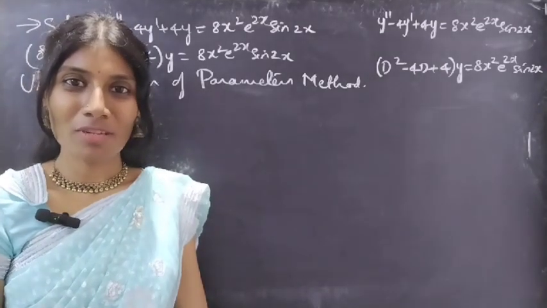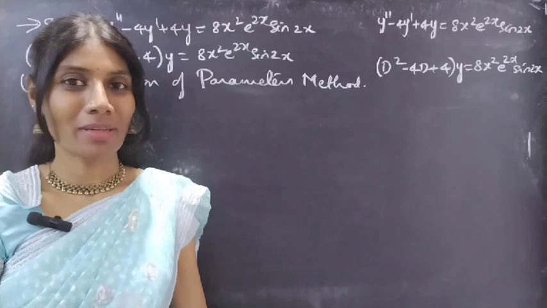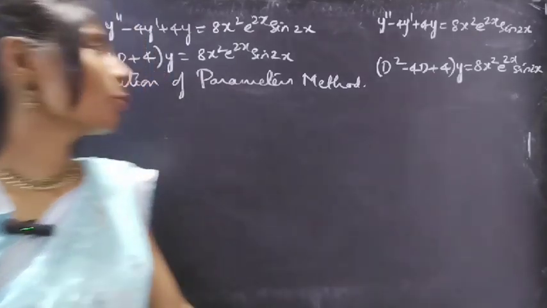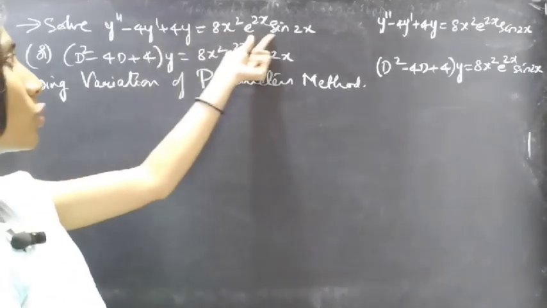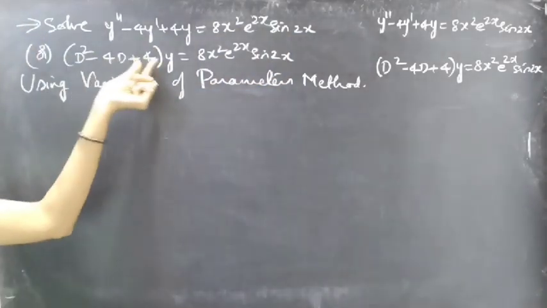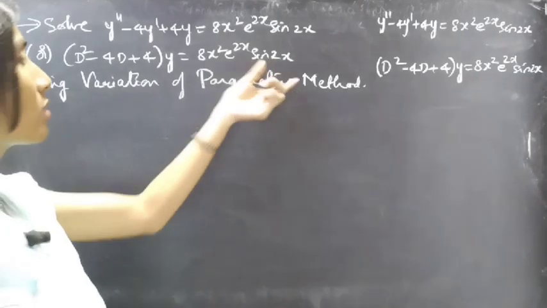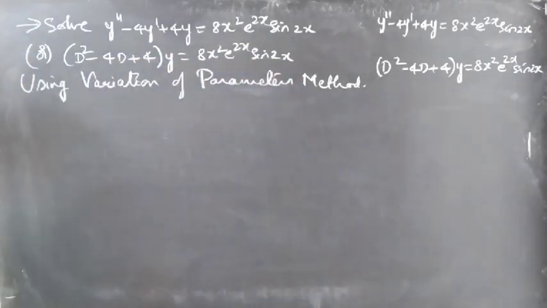In this video, we're going to solve a differential equation using the variation of parameters method. So let's get going. Problem: solve y'' - 4y' + 4y = 8x² e^(2x) sin 2x, or (D² - 4D + 4) y = 8x² e^(2x) sin 2x, using the variation of parameters method.